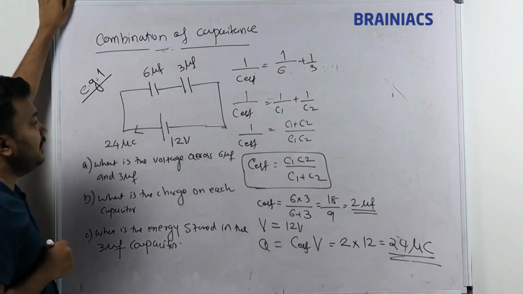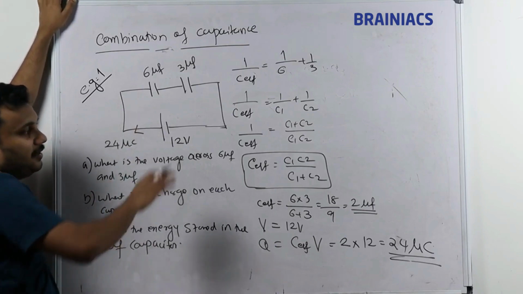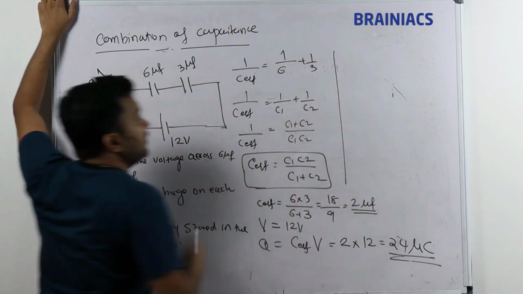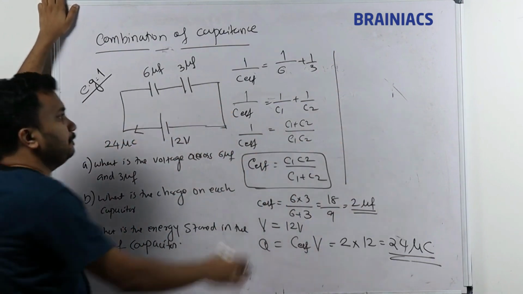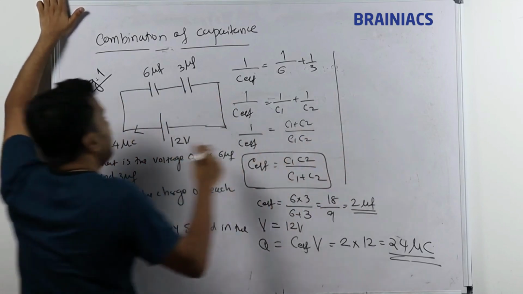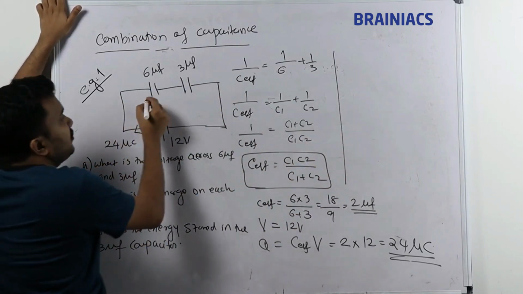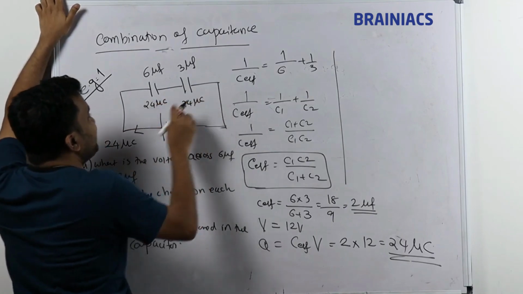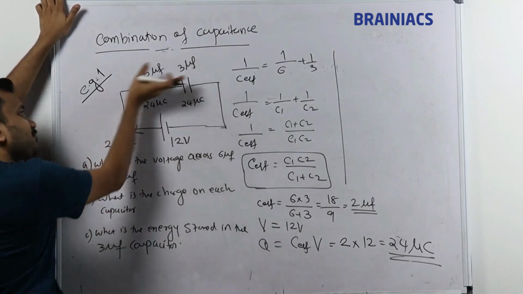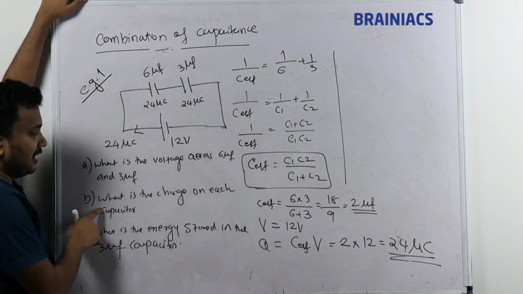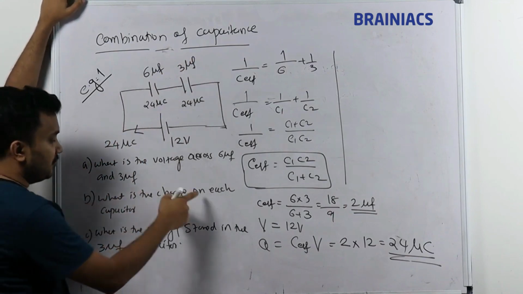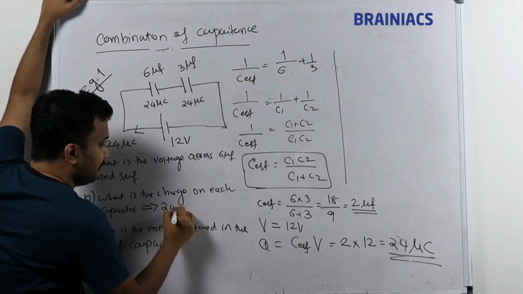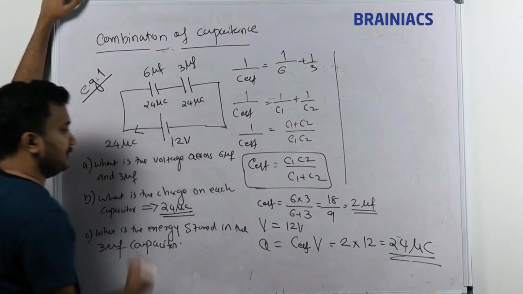Next, we need to find out the voltage. Hope you have written the right side. I need some space. Okay, I can use that space. So 24 microfarad. What is the charge here? 24 microcoulomb. In a series connection, the same charge will flow. So I got the answer for B. What is the charge on each capacitor? 24 microcoulomb. I got the answer for this.